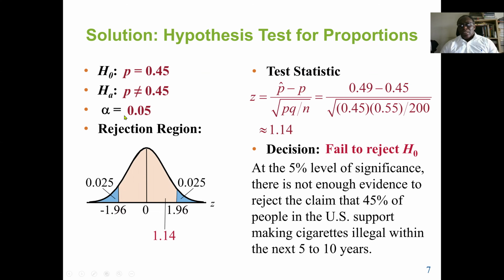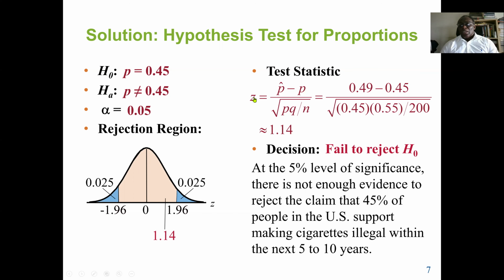So here we say that the significance level is 0.05, so that's 5%. We say at the 5% level of significance, there is not enough evidence to reject the claim that 45% of the people in the US support making cigarettes illegal within the next 5 to 10 years, because we can see our value 1.14 falls within the acceptance region.